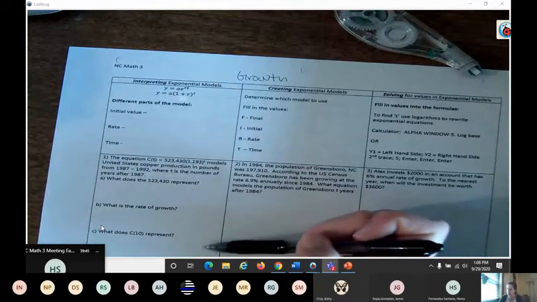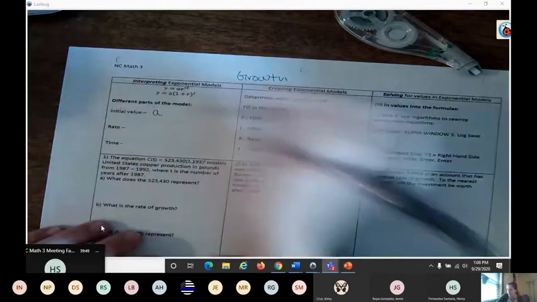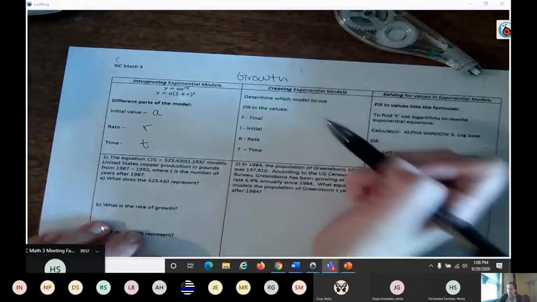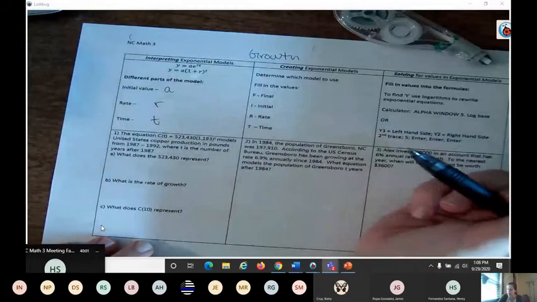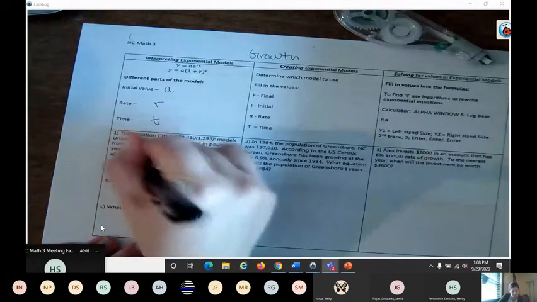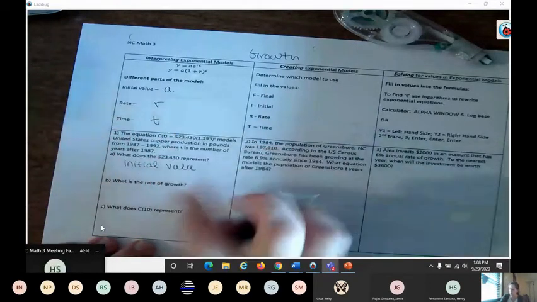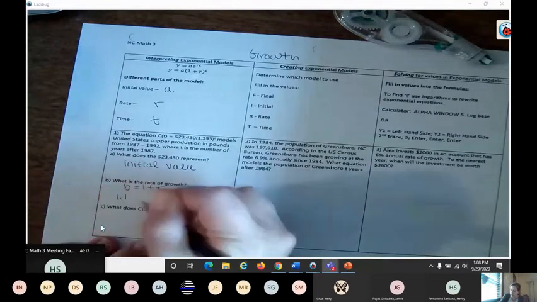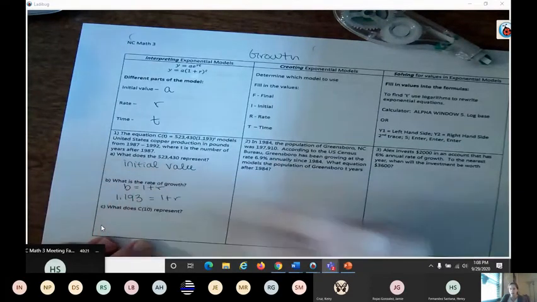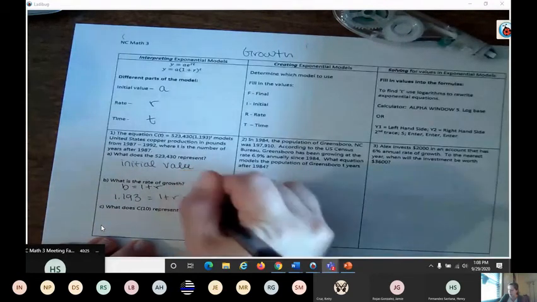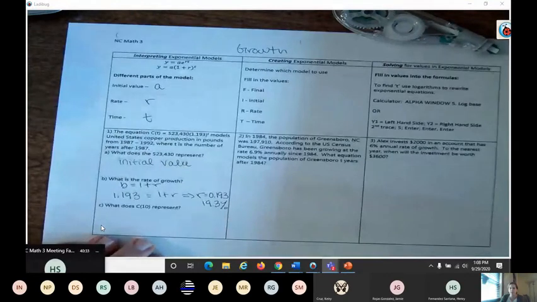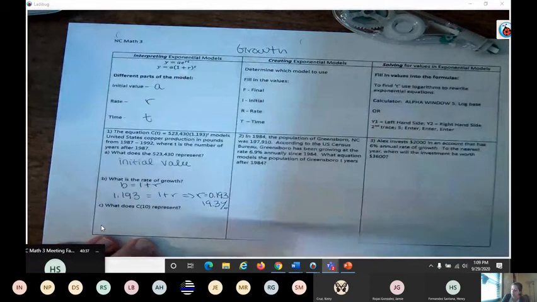Okay, so we have pretty much done this stuff that looks like this. Our initial value is the A value. The rate is R, and your time is T, okay, in the different parts of the model. And it gives us an equation like this, okay? And it asks, what does this represent? It's the initial value. The rate of growth, we take our B value and set it equal to 1 plus my rate. So I have 1.193 equals 1 plus R. I subtract 1 from each side, meaning my rate was 0.193 or 19.3%. And C of 10 represents copper production in 10 years.